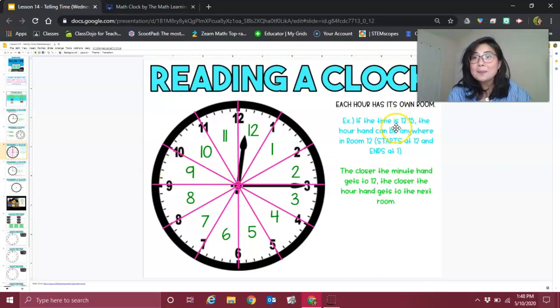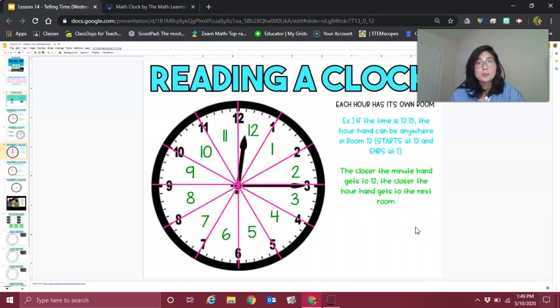So if the time is 12:15, the hour hand, which is our short hand, will be anywhere in room 12. So it's going to be inside of room 12, which starts at 12 and ends at 1.